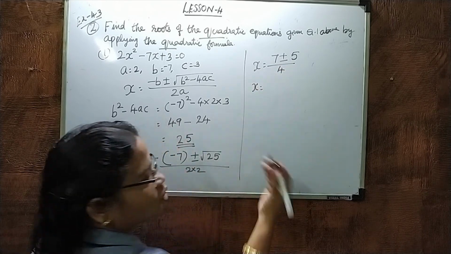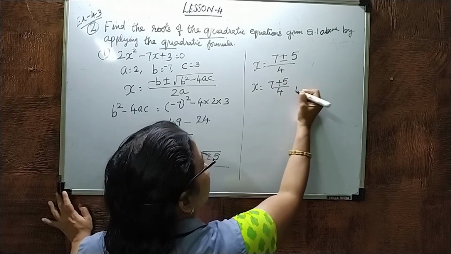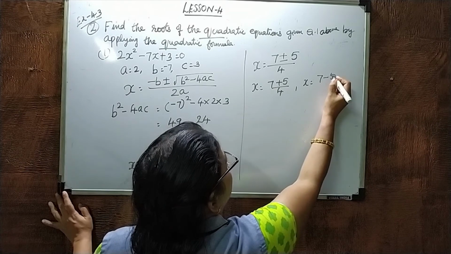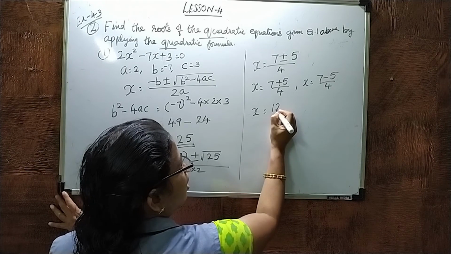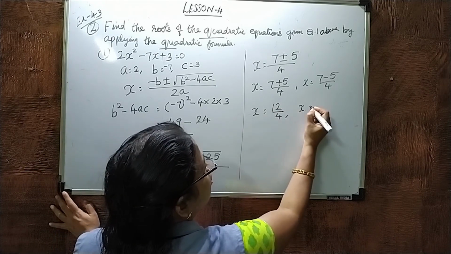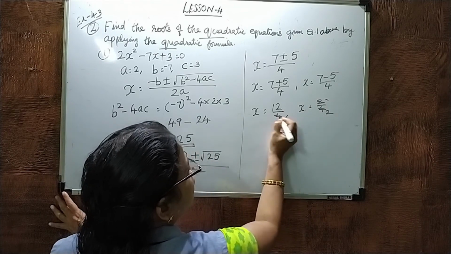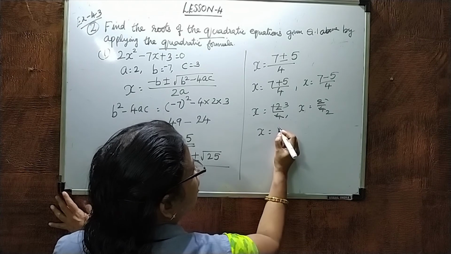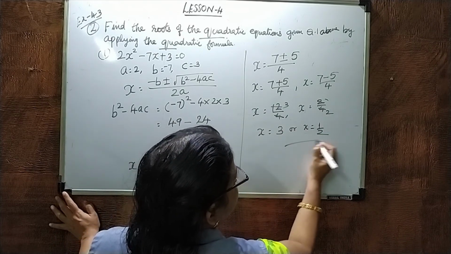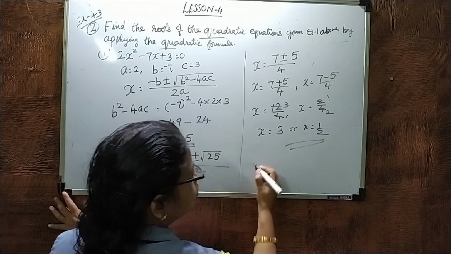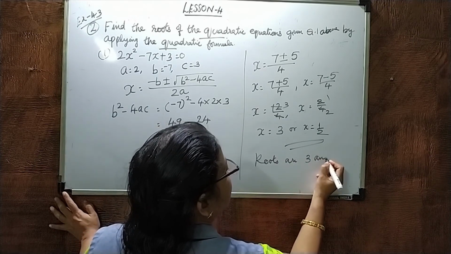So x, again we have to do the splitting. 7 plus 5 divided by 4 and x is equal to 7 minus 5 divided by 4. So x is equal to 7 plus 5, it is 12 divided by 4, and x is equal to 2 divided by 4. Here it is 1 by 2 and here it is 3. So x is equal to 3 or x is equal to 1 by 2. So the roots are 3 and 1 by 2.